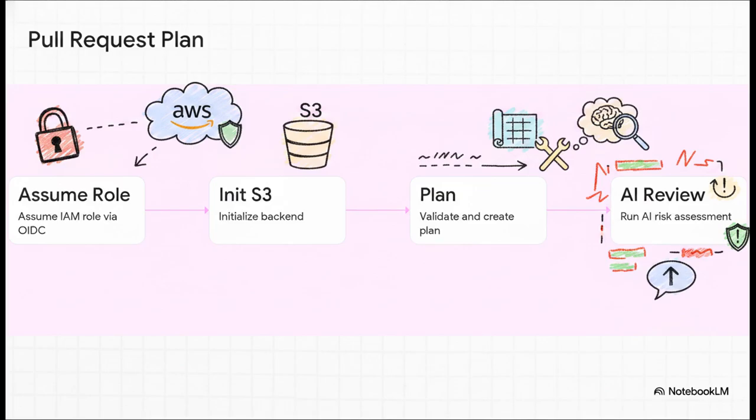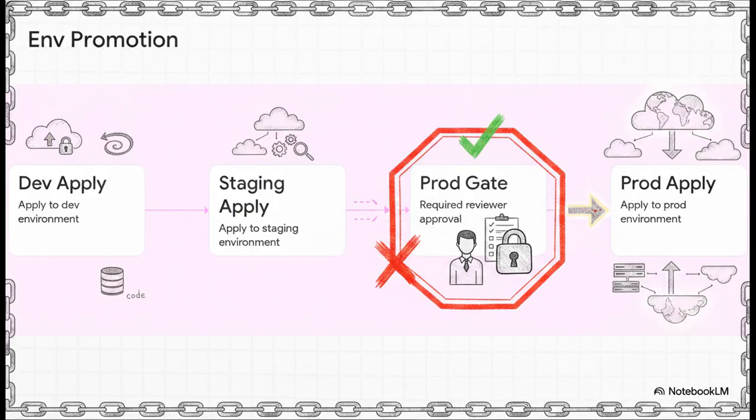But here's the really brilliant part. It takes that plan, converts it to JSON, and runs an AI-assisted plan reviewer against it. Before a human even lays eyes on the PR, this AI agent is already highlighting deletions, replacements, and any sensitive security changes, dropping a risk assessment directly into the pull request. It's incredibly smart.